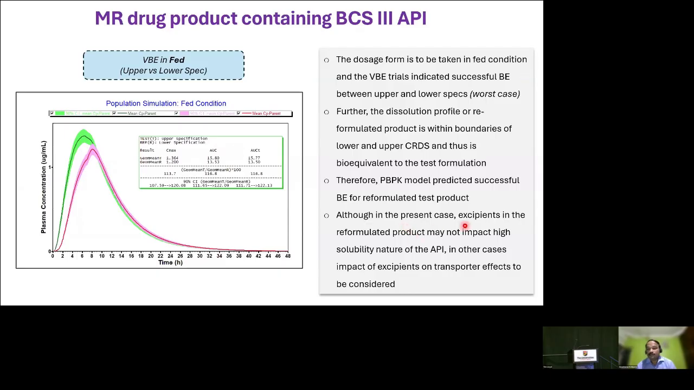In the present case, one point to be noted is that the excipients in the reformulated product may not have a significant impact on the API because of its high solubility. But in other cases, where the excipients have an impact on the solubility or on the transporter effect, they need to be considered appropriately in the model. But overall, this particular case study highlights the use of NDSRA risk assessment for MR products using PBPK modeling and the relevance of clinically relevant dissolution specifications.